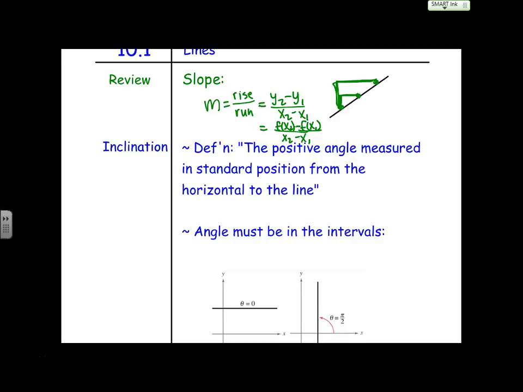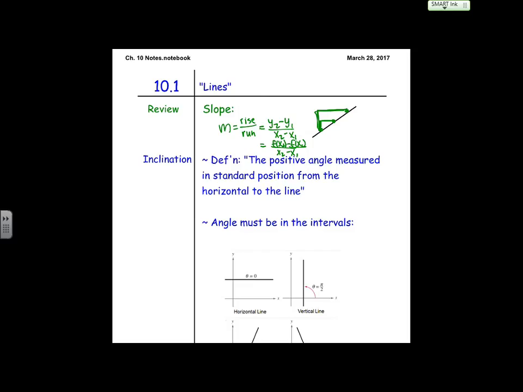No. Not specifically. Exponential growth is going to have lots of different inclines and lots of different slopes. Positive slope? Maybe positive slope. Could kind of be negative slope also.